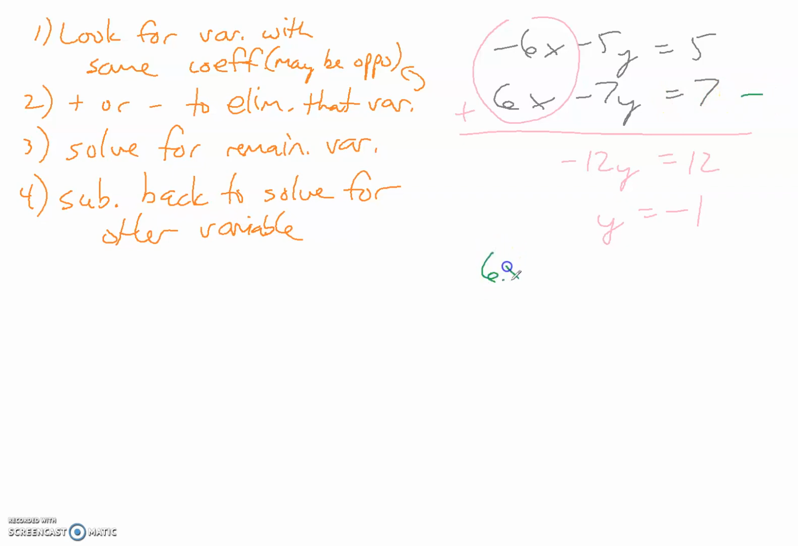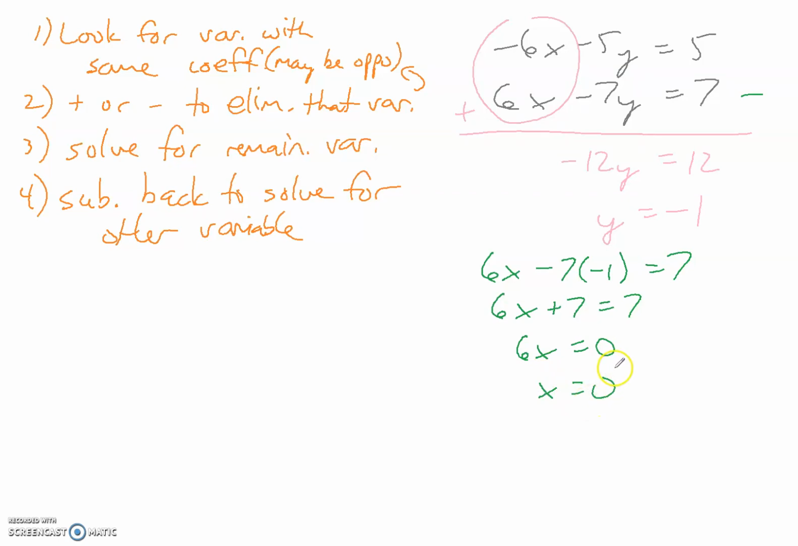So 6x take away 7, and I know my y value is negative 1, is equal to 7. So 6x, that of course will give me plus 7 is equal to 7. So I will subtract 7 from both sides. I got 6x is equal to 0. And then obviously x is going to be equal to 0.